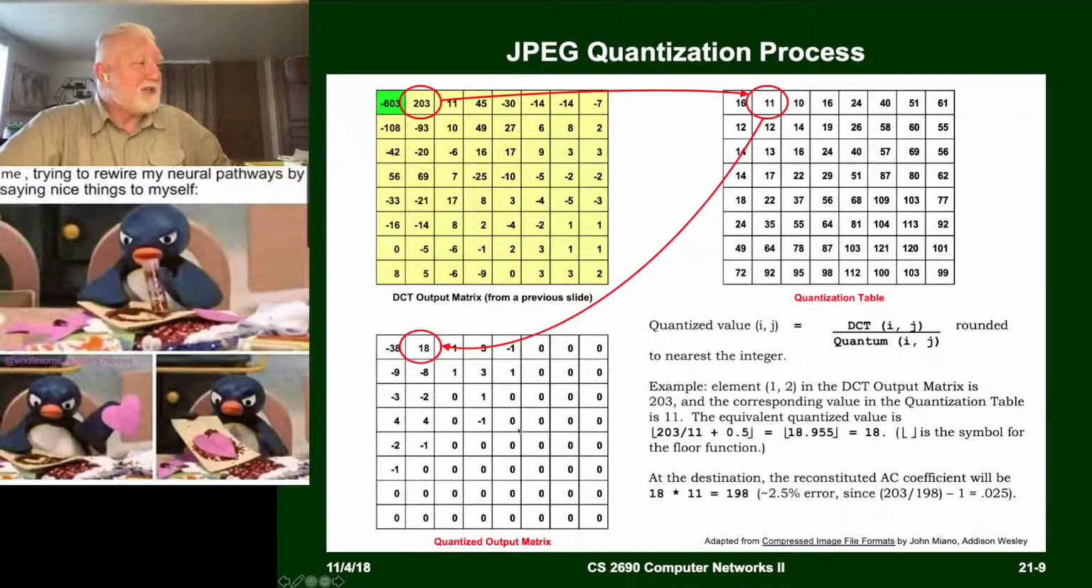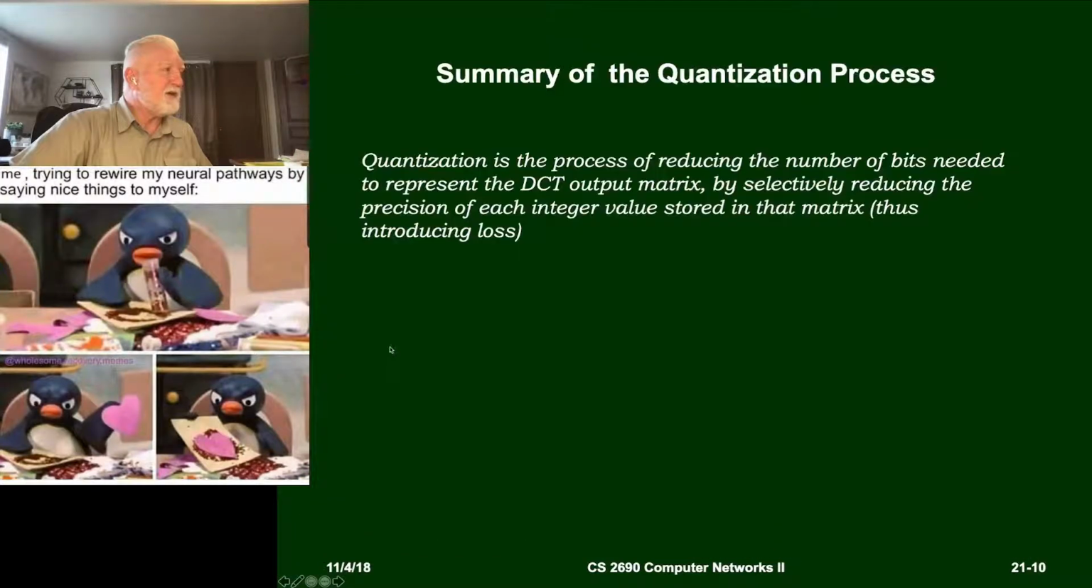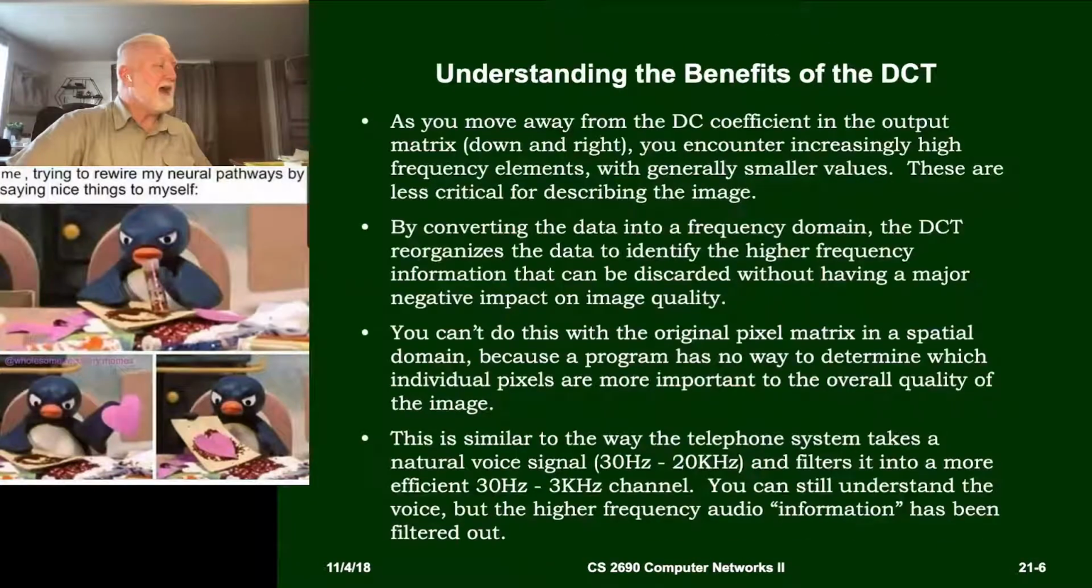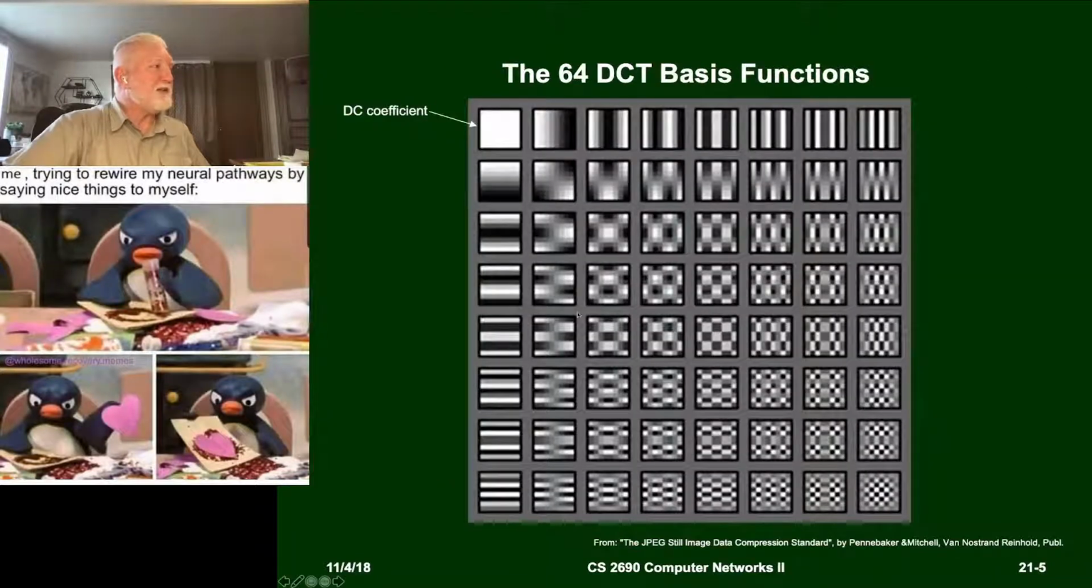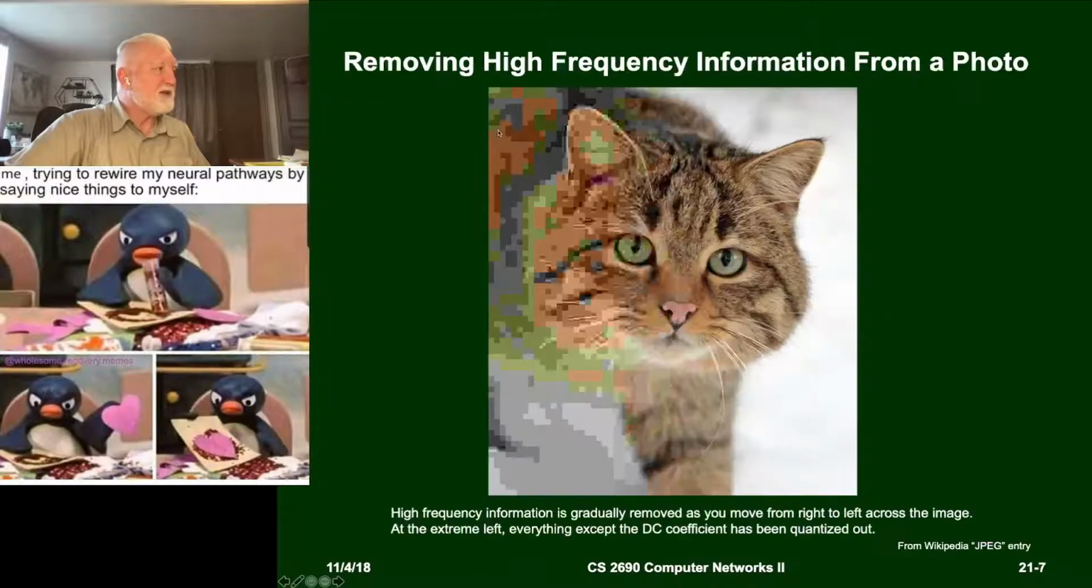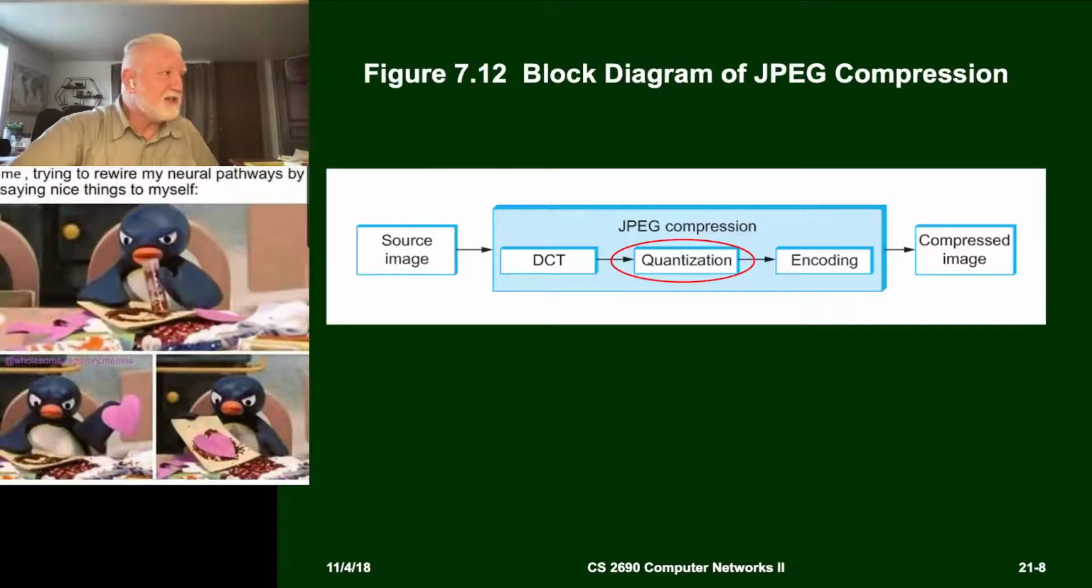When you take that to its extreme, everybody becomes 0 except for the DC coefficient. That's when you get this big mass of gray, because the DC is the only thing that survives and the rest of the data is lost because we chose a certain quantization table.